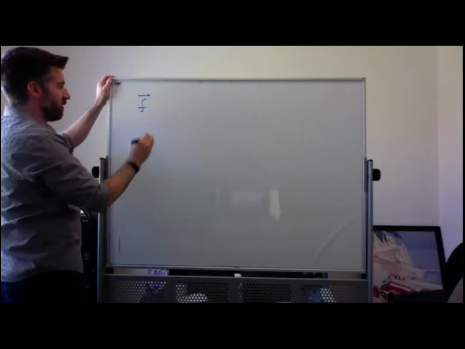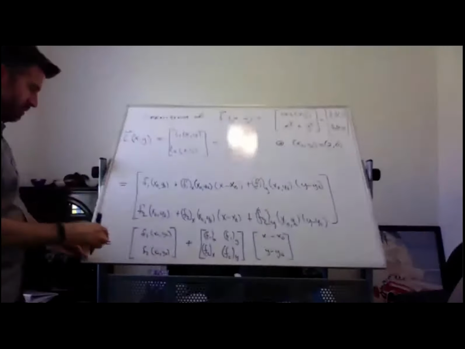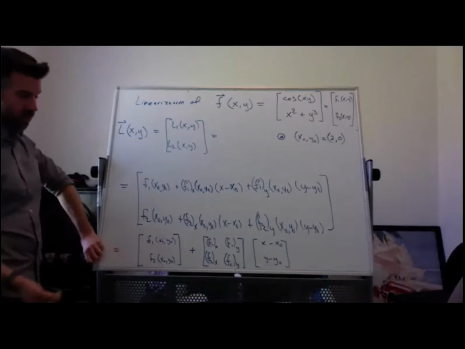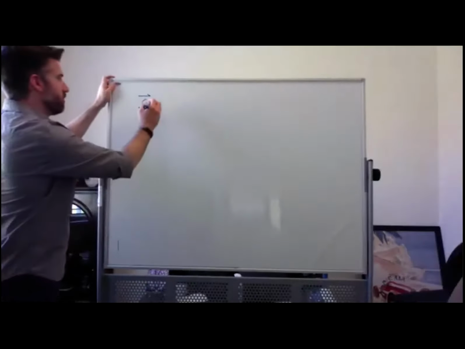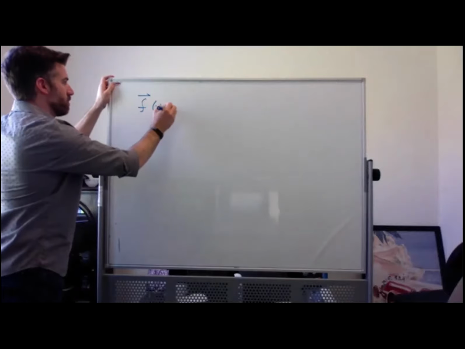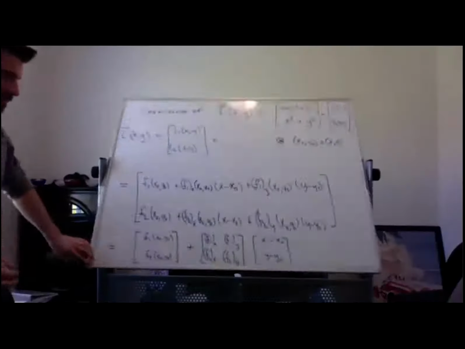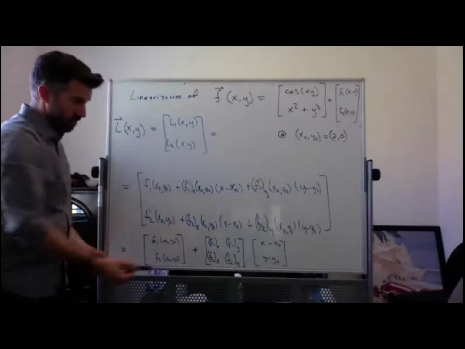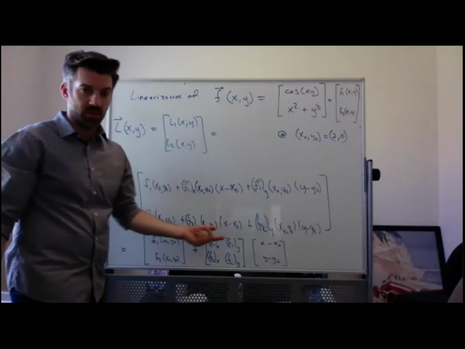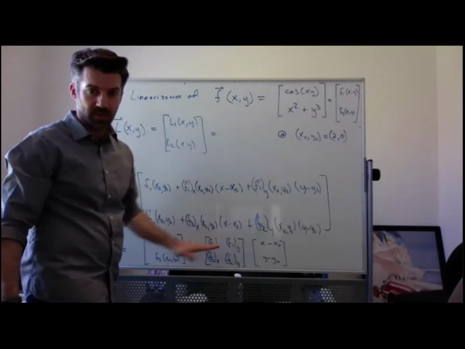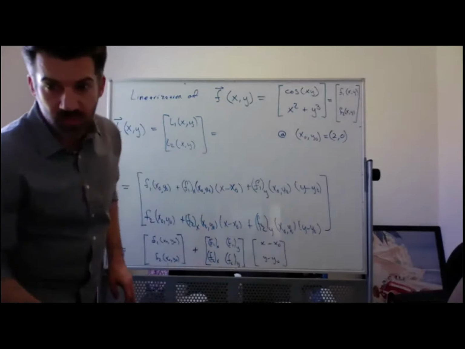It's the vector valued function right there, evaluated at our point, x naught, y naught, plus the Jacobian there, which is just the partials in order. So the first function's partials and then the second function's partials.